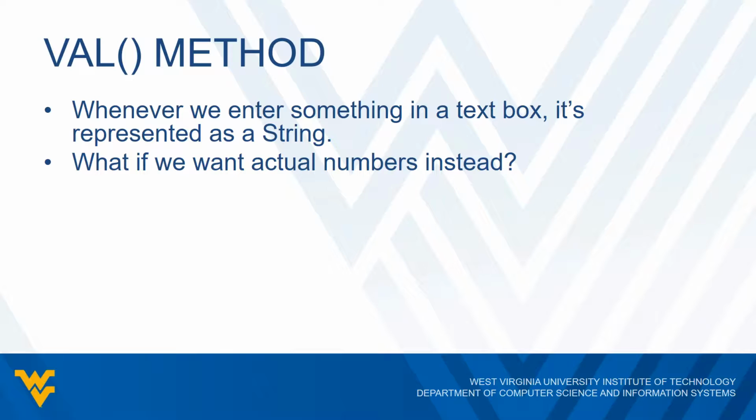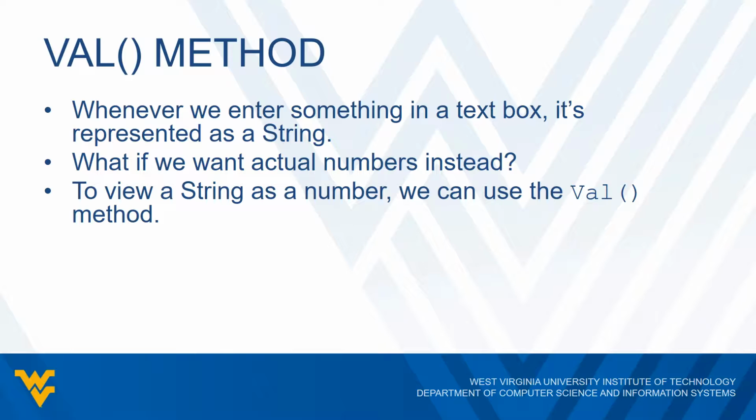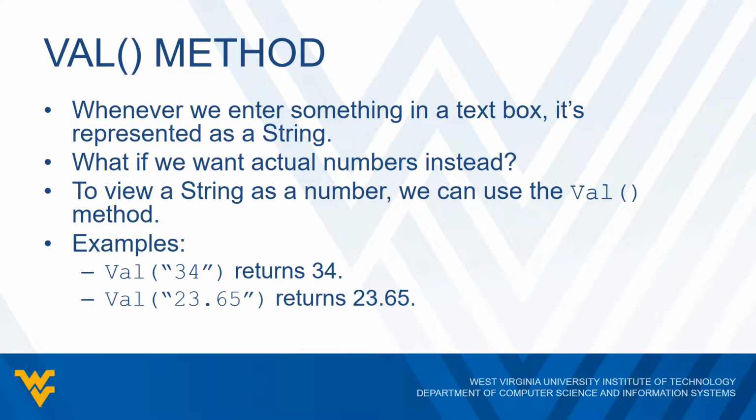Well, there is a method we can use to take the string and convert it into some number. This is called the Val method with the V capitalized. So let me give you just a couple of very simple examples. If we do 34 in here in quotes, because remember it takes a string, this is going to return 34, the number. If we were to pass 23.65 as a string, it's going to return 23.65 as a number.